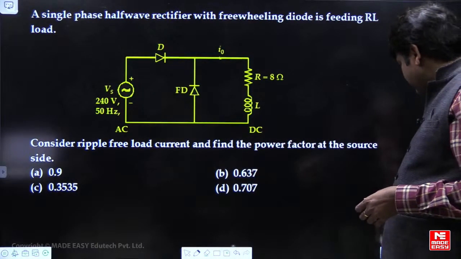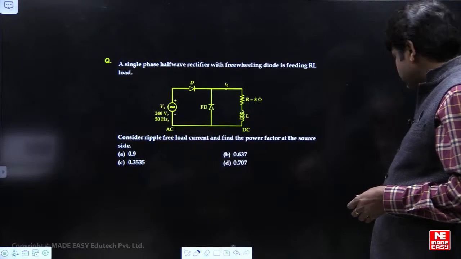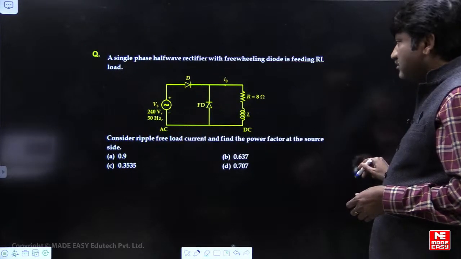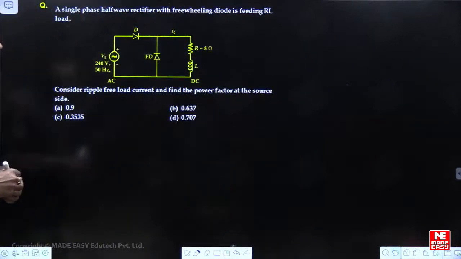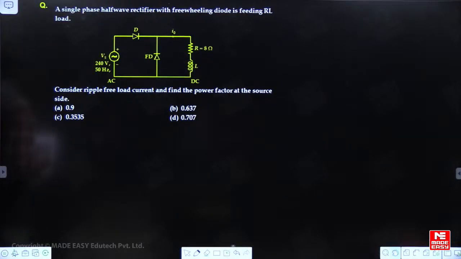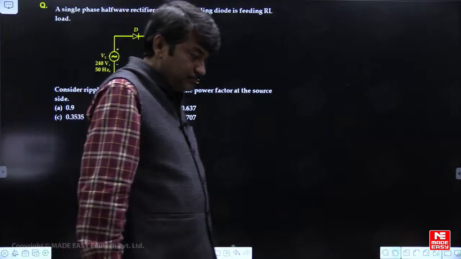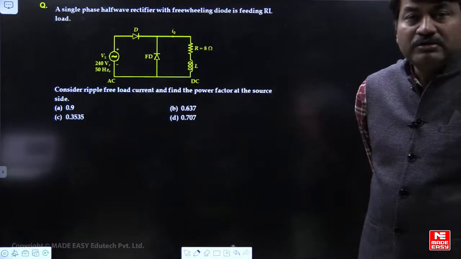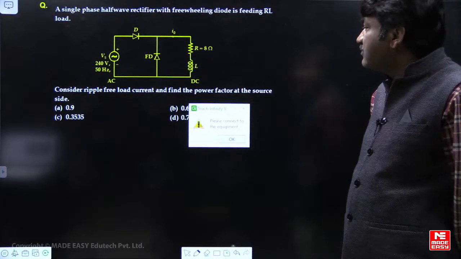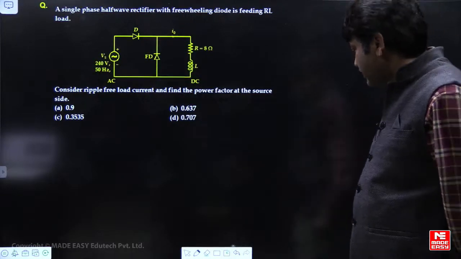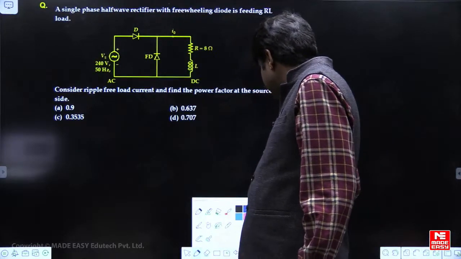Yes, dear students, go through the first question. A single phase half wave rectifier with freewheeling diode is feeding RL load. Consider the ripple free load current and find the power factor of the source at the source side. Try to solve this question. It's a very simple question.